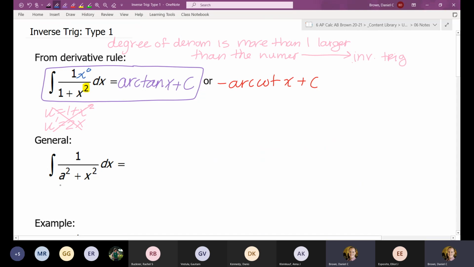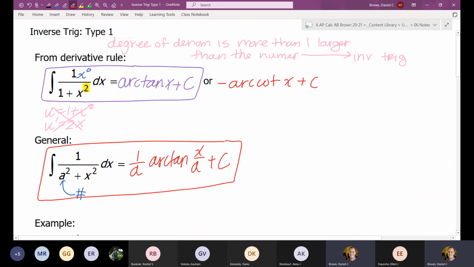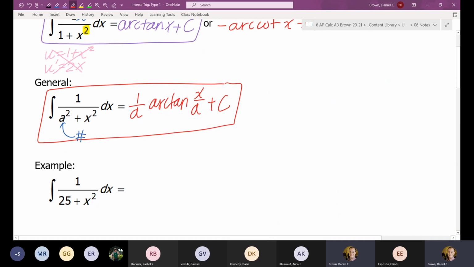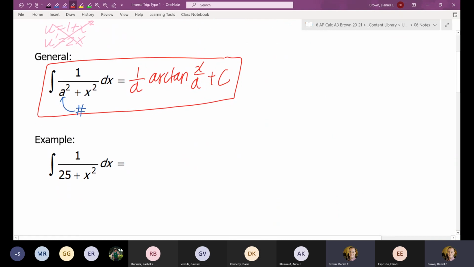So a is going to represent some number. It comes from the derivative rule, like when you're simplifying, but we really are going to need to identify that there'll be some number there. Maybe it's like 25 plus x squared. So then our a value would be 5. And the formula that I want us to memorize is going to be, when we see that integral, its antiderivative will be 1 over a arctangent of x over a plus c. So there is your first of 3 new integral rules for today. And then an easy basic example.